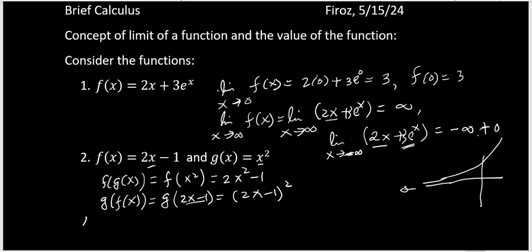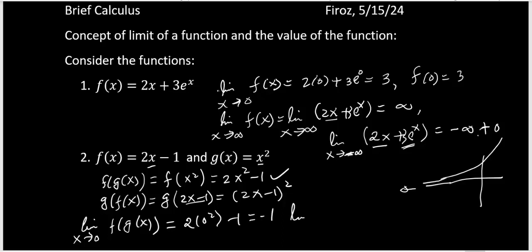Now we may ask you a question like this. Limit x goes to 0, f composition g of x equals what? So you basically do here. f of g of x is 2x squared minus 1. So when x approaches 0, you are getting 2 times 0 squared minus 1, that is negative 1.